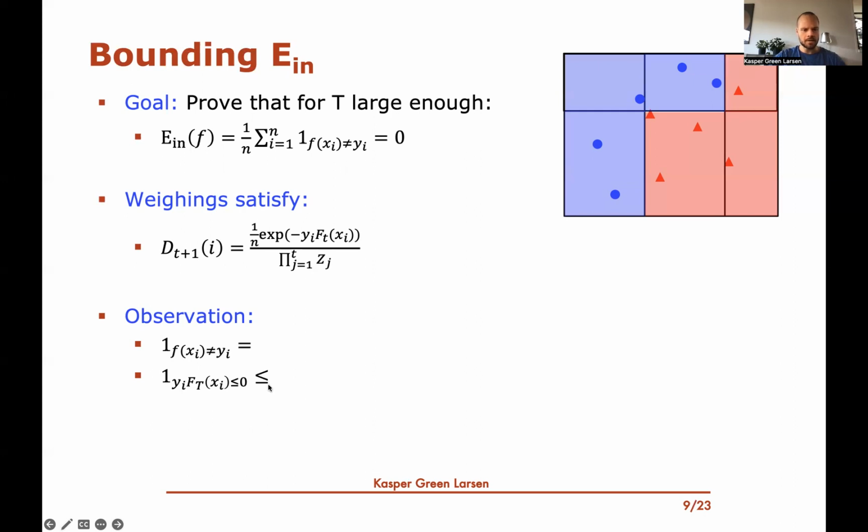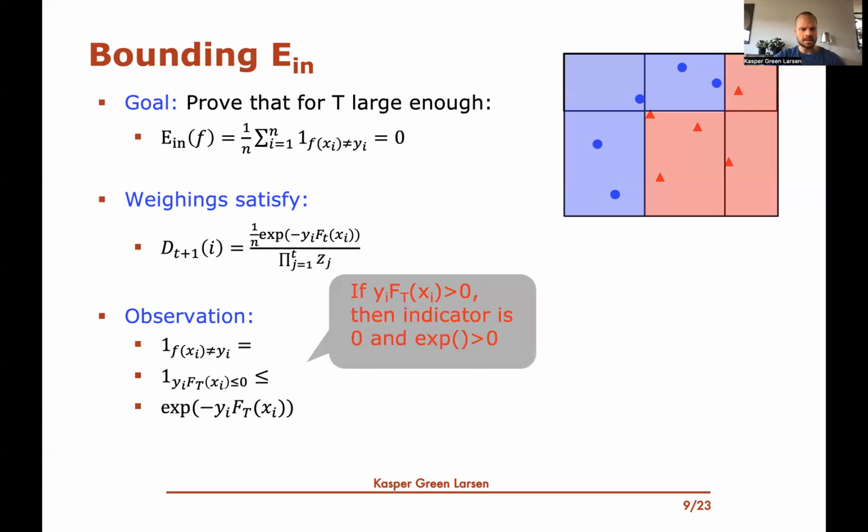Now, what I'm going to do now is upper bound this by the exponential function applied to minus yi ft of xi. Right, so let's try to see that this is a valid thing to do. There are two cases we have to worry about, the two values that this 0-1 variable can take.